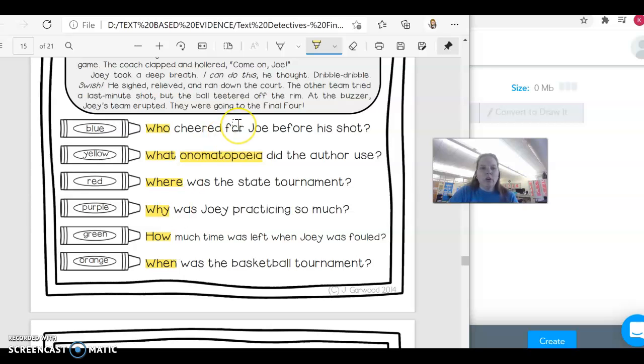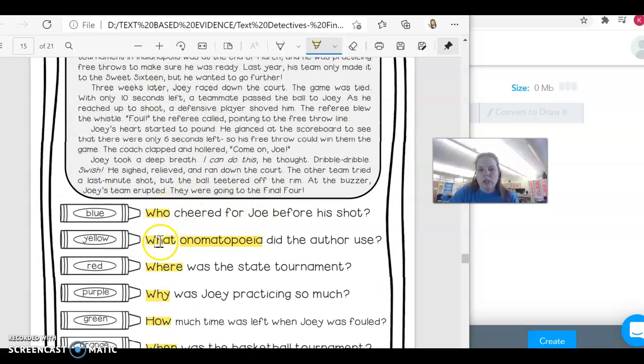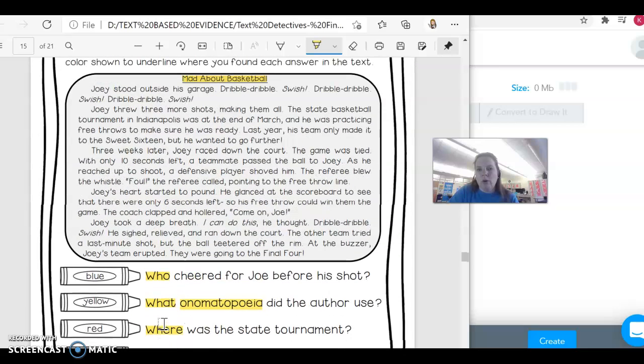Okay, so you're going to get your crayons out and you are going to highlight the sentences that would answer these questions. Make sure you pay attention to these questions so that you can make sure that what you're underlining is the right answer. When you're done with this paper, you're going to put it in the all done section of your folder, and Miss Esther will collect it later.